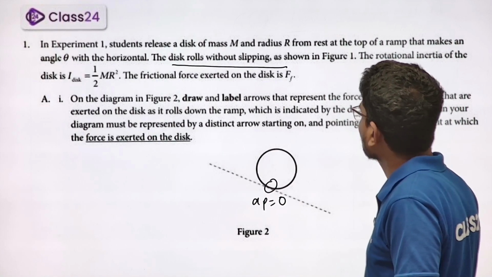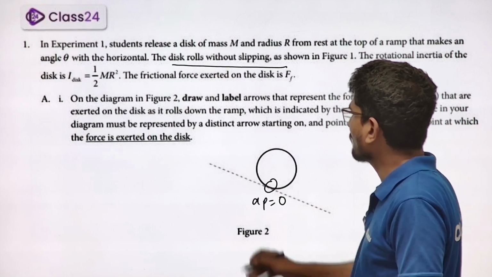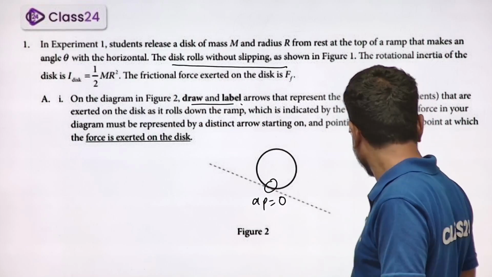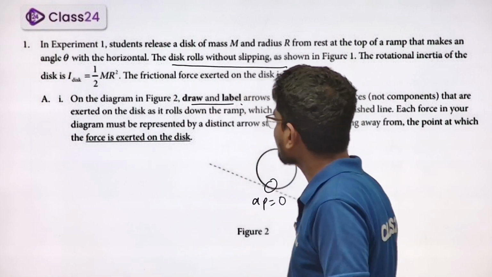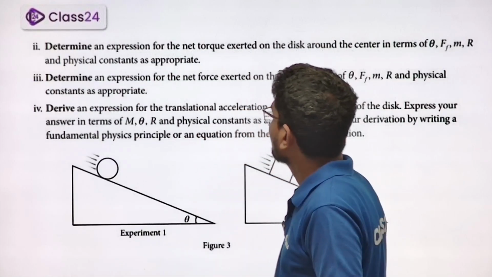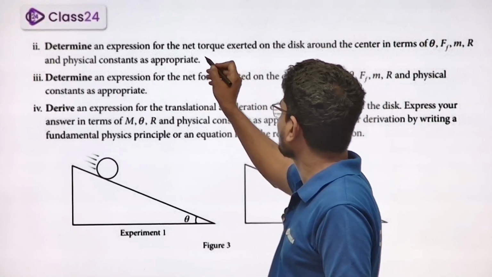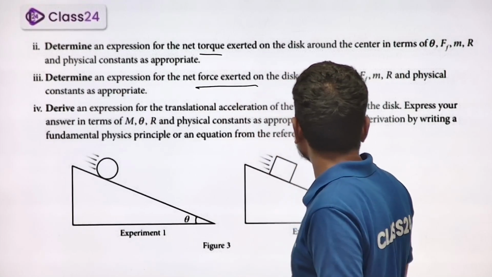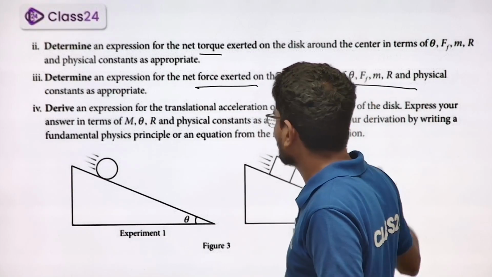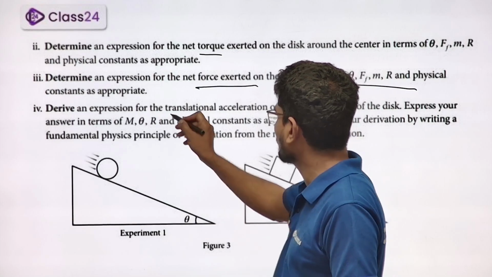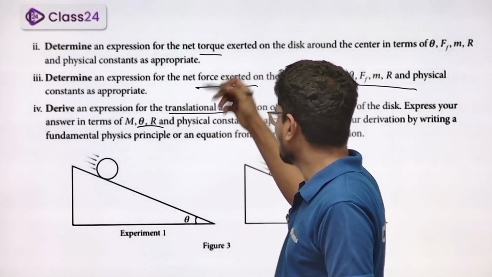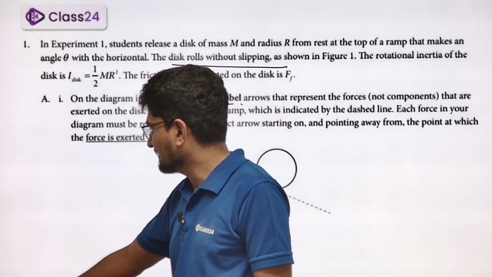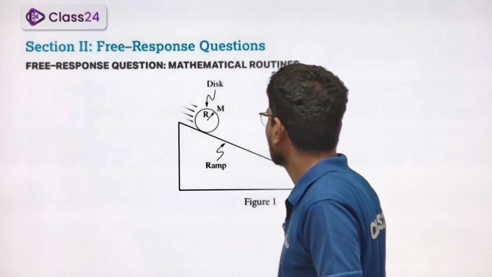Now what do they want? Firstly, they want us to draw the forces and their direction. Second, they want us to determine an expression for the torque, then determine an expression for the net force and the relationship between these two physical quantities, and derive the expression for the translation acceleration. So in part A, we need to calculate the translation acceleration and the torque equation.